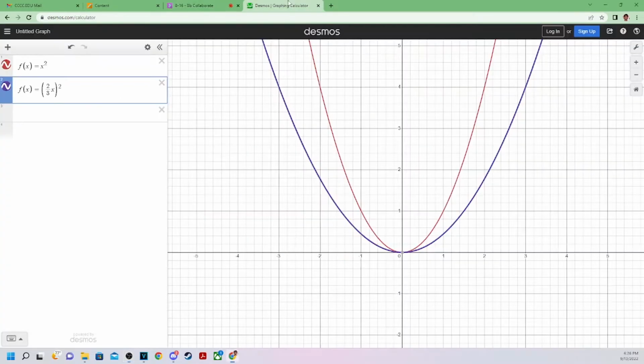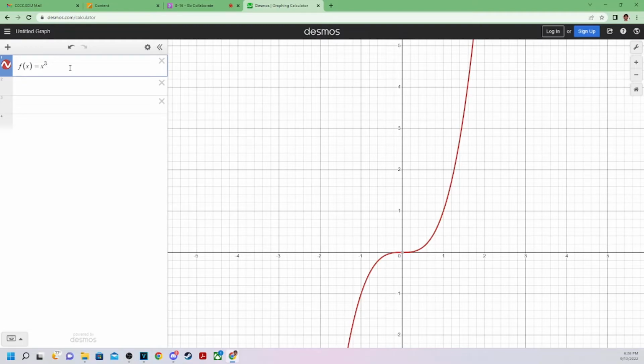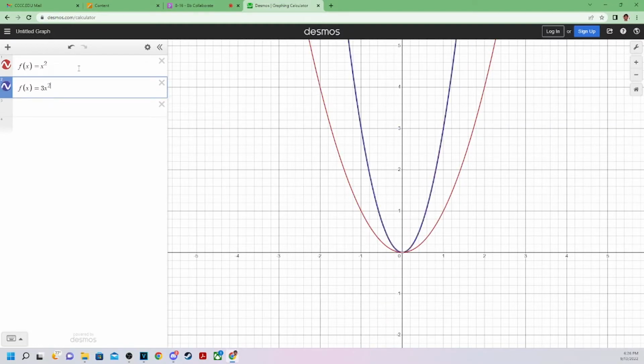Let's go to our graphing calculator. So I have all this stuff up already. Let's take x raised to third power. Actually, it might be easier if I do x squared. All right, let's do a vertical stretch of a factor of 3. 3x squared. Well, it's a vertical stretch.